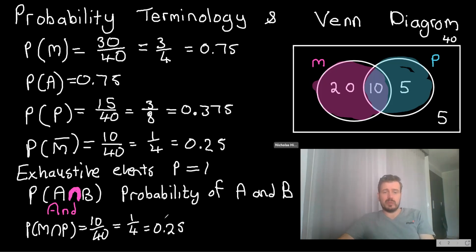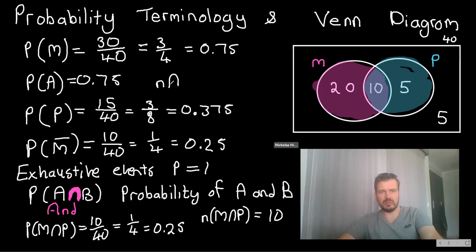All right, now if you saw this, N of M and P, that means the number of people doing maths and physics. And so that would be 10. So if you see a little N in front instead of P, that just means what's the number. So if you ask for N of A or N of maths, this would just be the number of people doing maths, which is 30. So if you see that little N, just know that it means a number of people. They're more likely to ask probability, but you do see it. Actually, it's more in the GCSE syllabus.